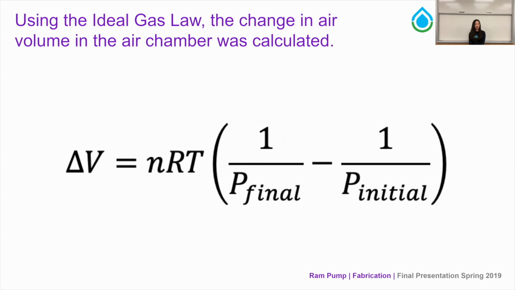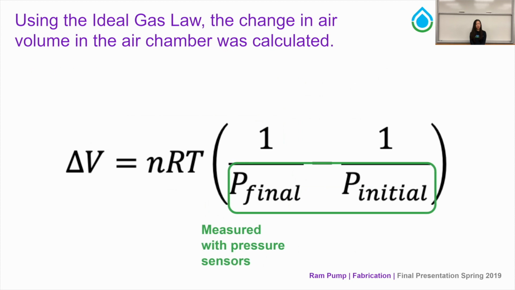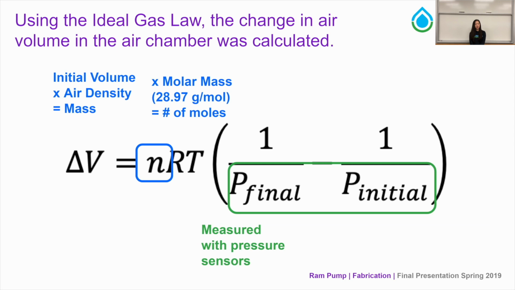So in order to do that, we derived an equation using the ideal gas law. This equation is derived from PV equals nRT, where P final and P initial are pressures that we measured with the pressure sensors before and after each cycle in the air chamber. N represents the initial number of moles of air in the air chamber, which we found by taking the initial volume of air, multiplying by the air density to get the mass, and then multiplying that mass by the molar mass of air to get the initial number of moles.